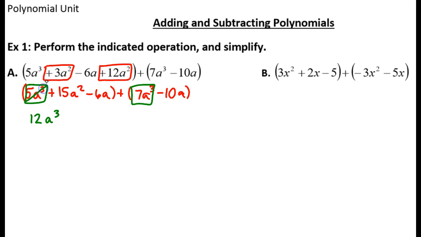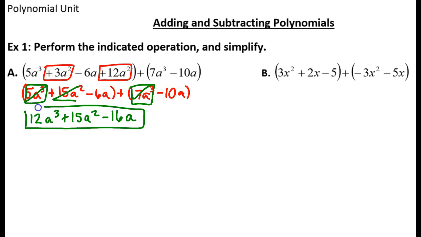So I'm going to cross those out because I've used those. Now I have 15a squared plus, notice there's no a squared on this side in that set of parentheses. So that's just going to be plus 15a squared. And then finally I have negative 6a plus negative 10a, that gives me a total of negative 16a. So my final answer is 12a to the third power plus 15a to the second power minus 16a.